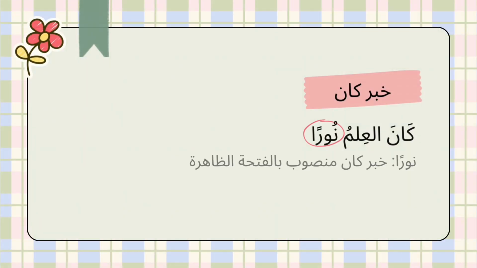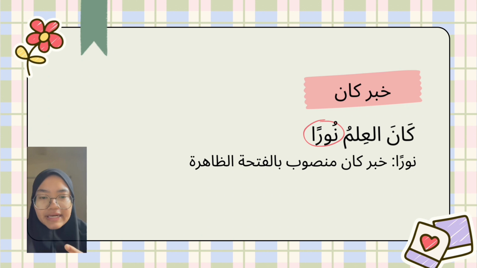The last grammatical rule is khobar kana. The sentence here is kana al-ilmu nuran. So the khobar kana here is the circled one, which is nuran. Nuran is khobar kana mansub bil fathah az-zahirah, while the earlier word, which is al-ilmu, is analyzed as isim kana marfu' bid-dhammah az-zahirah.